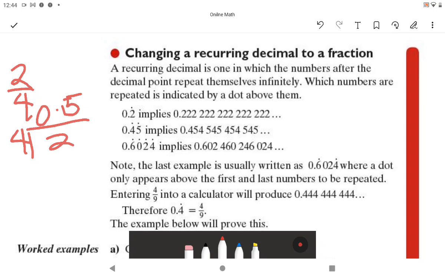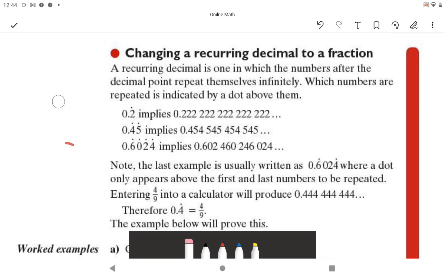But when I divide 4 by 9, I will keep on getting 0.4444. It continues that way. And anytime we have that, it is called a recurring decimal. But today, we want to convert that recurring decimal back to a fraction.